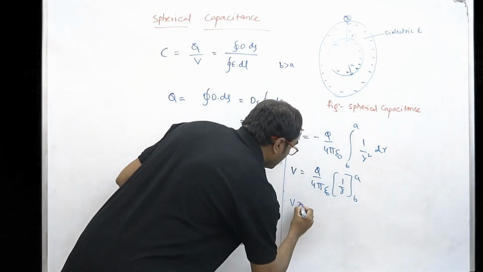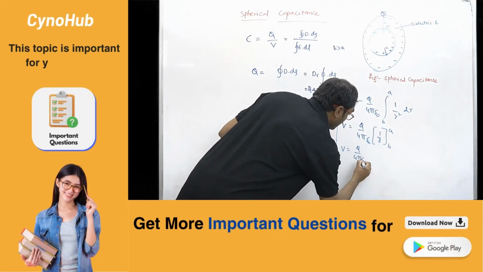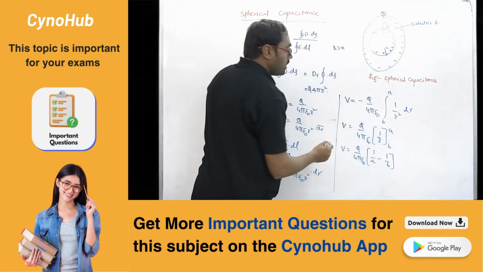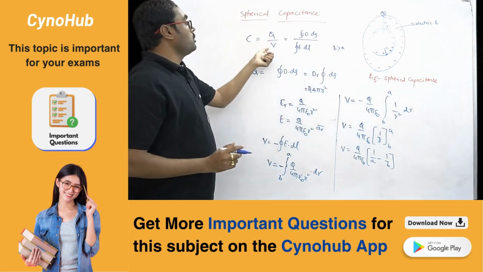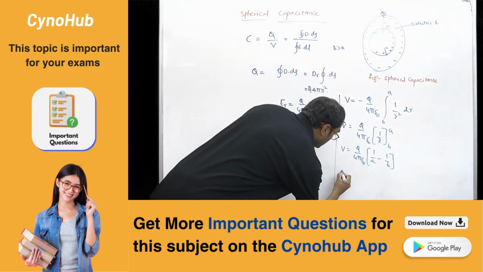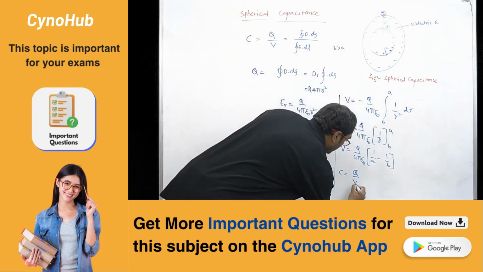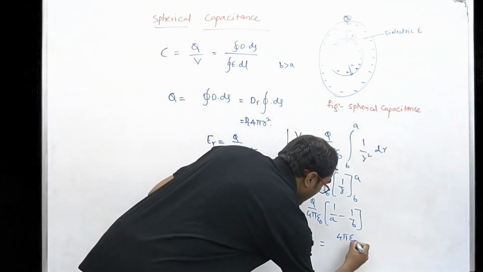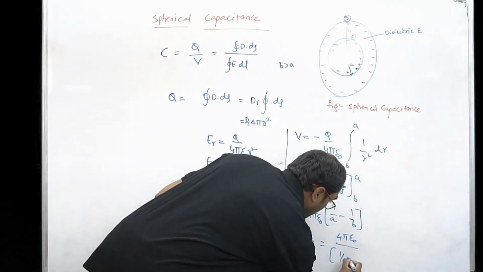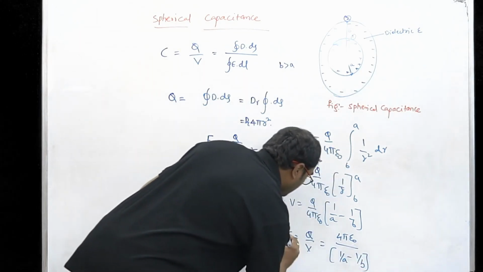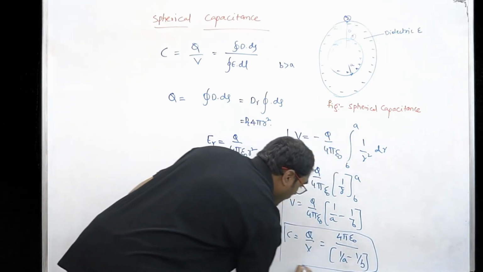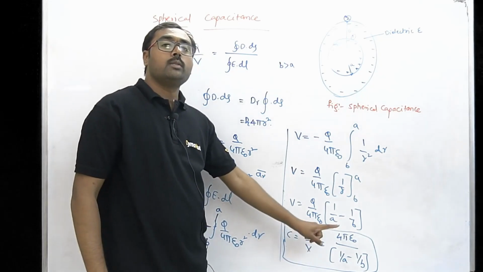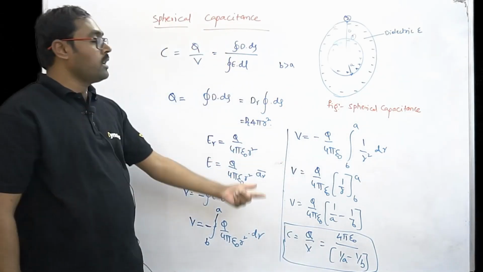Then V is equal to Q by 4 pi epsilon naught into 1 by A minus 1 by B. From this equation, C is equal to Q by V, which equals 4 pi epsilon naught divided by 1 by A minus 1 by B. This is the spherical capacitance value that depends upon the inner radius and outer radius of the sphere.